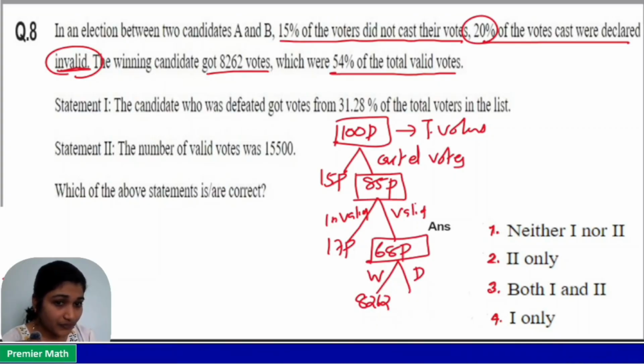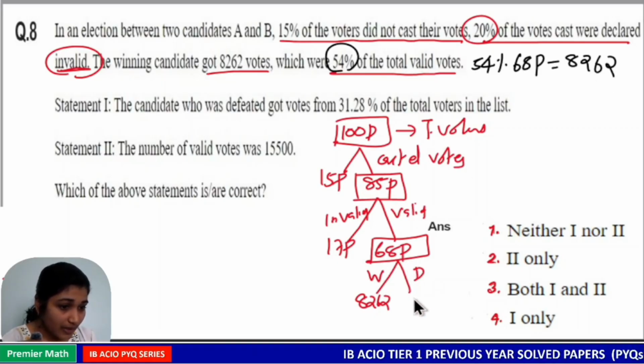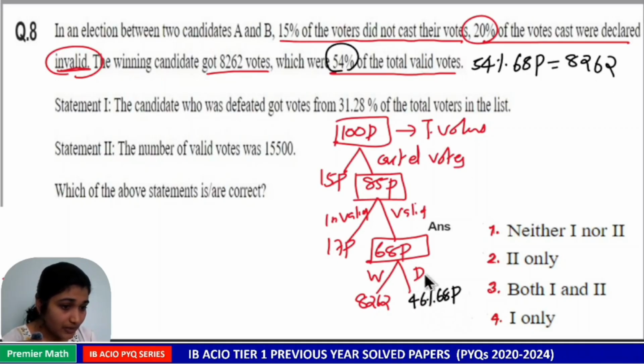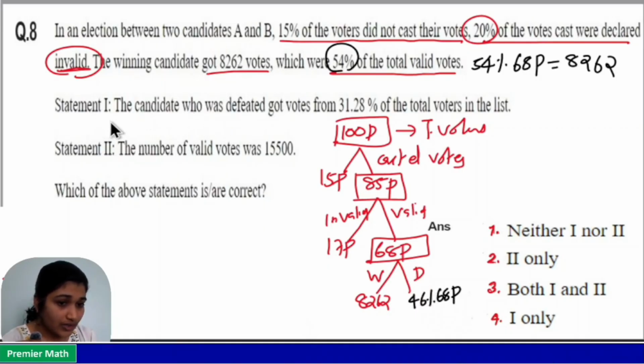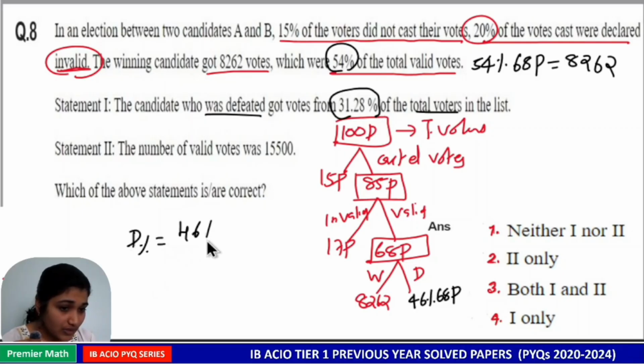Here, the winning candidate vote means 54% of total valid vote, 68 part, which is equal to 8262. Then the remaining 46% of 68 part is the defeated candidate vote. And here statement 1 says the candidate who was defeated got votes from 31.28% of total voters. So let's check the defeated percentage. The defeated candidate got 46% of total valid vote.